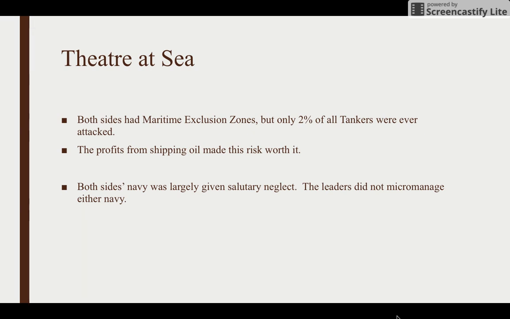The same thing goes for the Air Force. They're trying to control it. However, the Navy on both sides is not very high tech. So they're just left to do whatever they want to do.